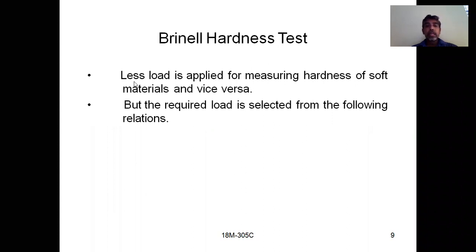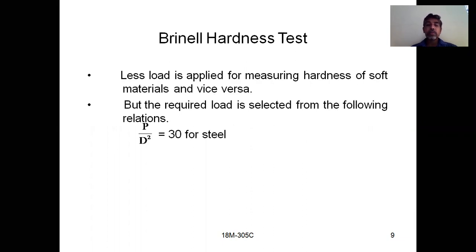See here, less load is applied for measuring hardness of soft materials and vice versa. In Brinell hardness, we are unable to find hardness of hard materials. Generally, this Brinell hardness test is used for soft material, but the required load is selected from the following relations. So how to select a load for different materials?